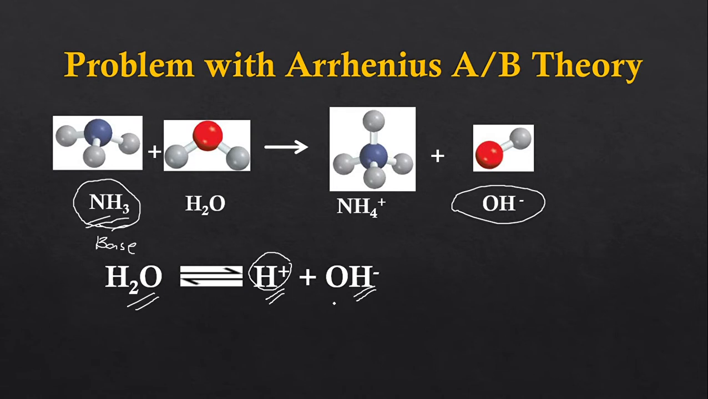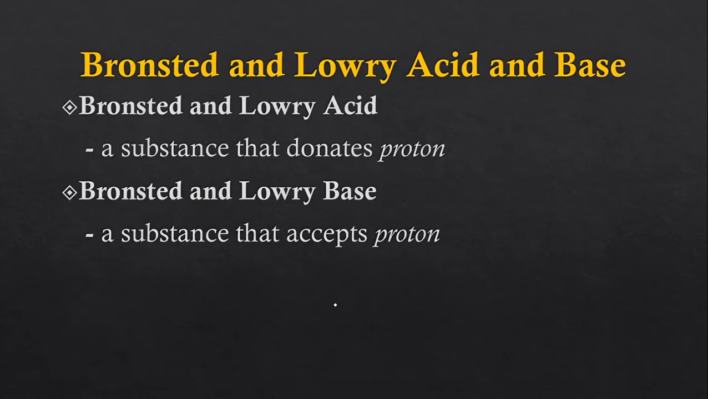Kaya meron tayong sumunod na definition ng acids and base. At ito na yung tinatawag natin na Bronsted-Lowry acid and base. Dalawang scientists kasi yung sabay na nakapag-develop ng idea na yan. Si Bronsted at si Lowry. Hindi ko nabibigay sa inyo yung first names nila dahil hindi naman lalabas din sa exam. Basta Bronsted-Lowry acid and base.